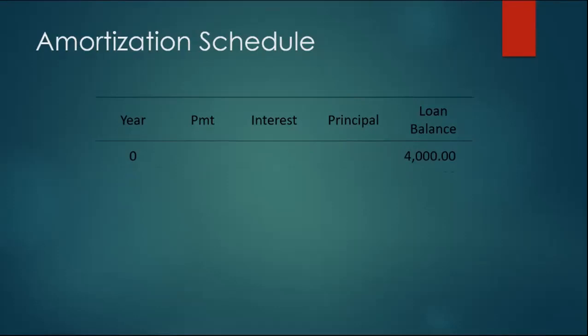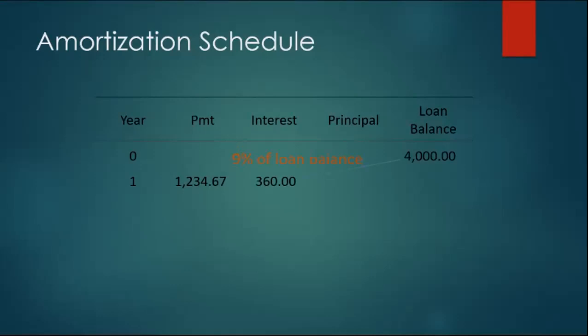At time 0, 4,000 is the loan balance. This is the time when you get the loan from the bank. After making the first payment, which is 1,234.67, how much amount have you paid to the bank as interest? So this is 9% of the loan balance. 9% is the rate being charged on the loan by the bank.